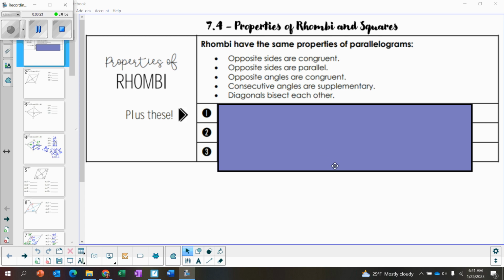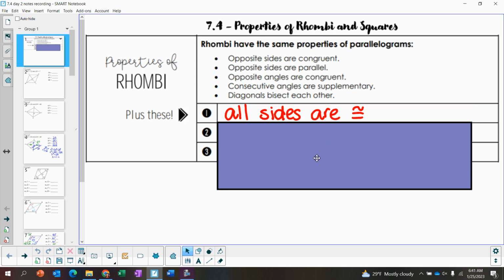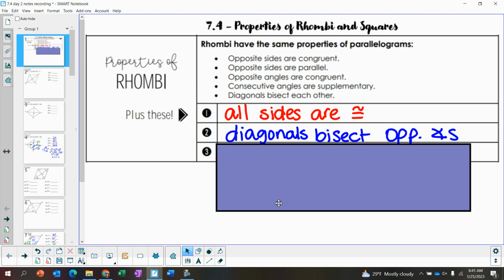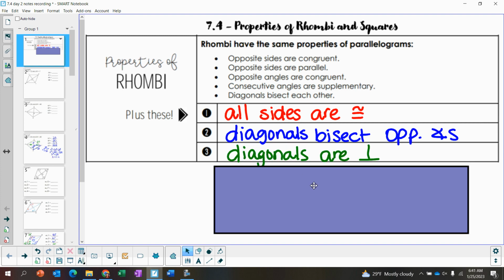Now we have some additional things. Just like the rectangle had some additional properties, so does the rhombus. So by definition, all sides are congruent. That is what defines a rhombus. It is a parallelogram where all sides are congruent. But in addition to that, now we also have the fact that the diagonals bisect the opposite angles. So they cut the angles across from each other in half. And the diagonals are actually perpendicular to each other. So when they intersect, they form right angles.